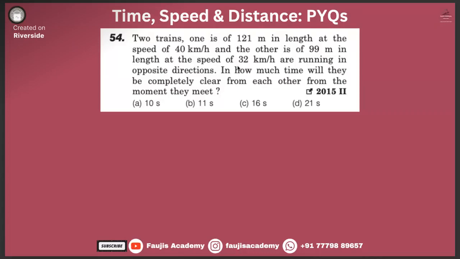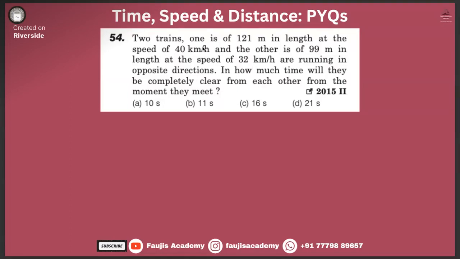2 trains, one is of 121 meter in length and at the speed of 40 kmph, and the other is 99 meter in length at the speed of 32 kmph, are running in opposite direction. How much time will they be completely clear from each other from the moment they meet?